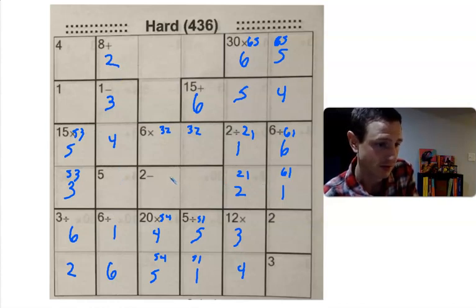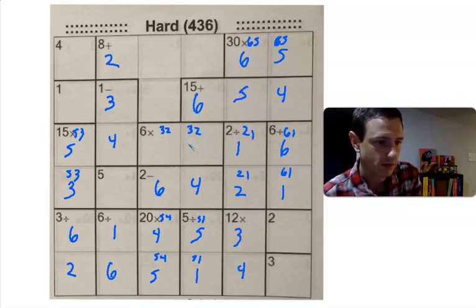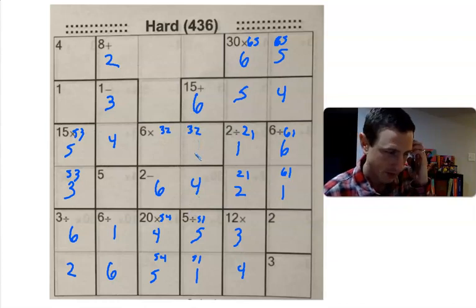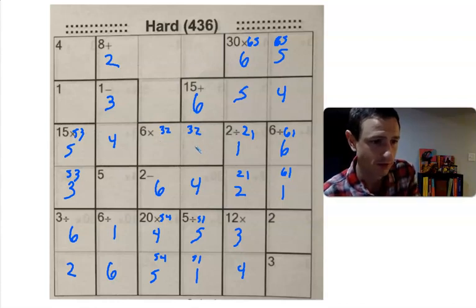So this has to be 6-4. 6 is already here, so 6, 4, 6, 5, 4. What do I still need here in this column? 3-2. Yeah, 3-2. So 2 can't go here, so this has to be a 2. This has to be a 3. That means this is 3.